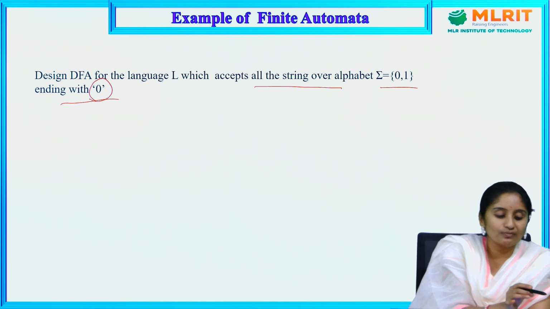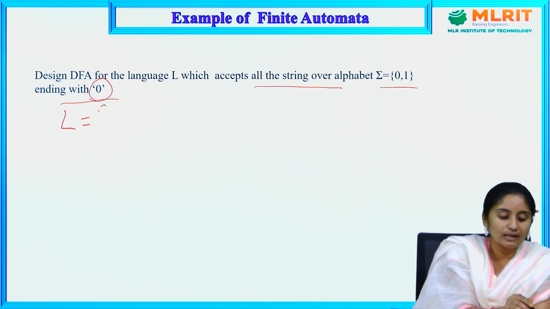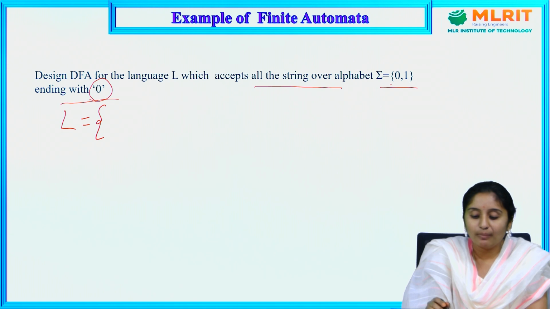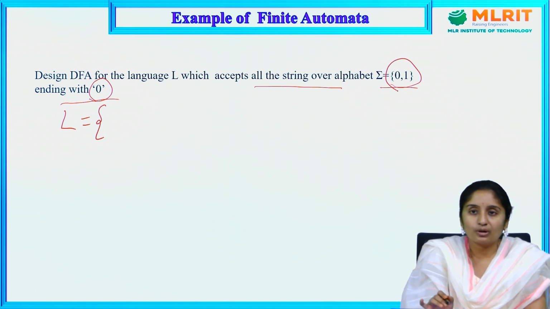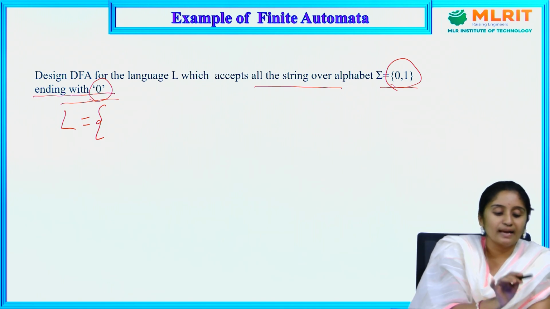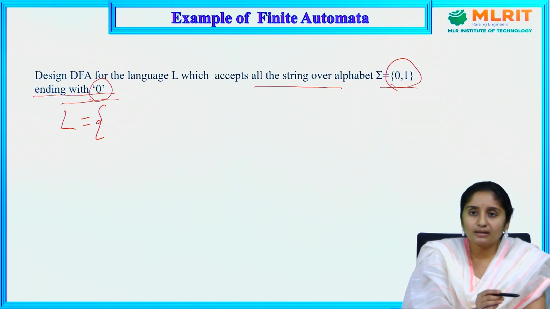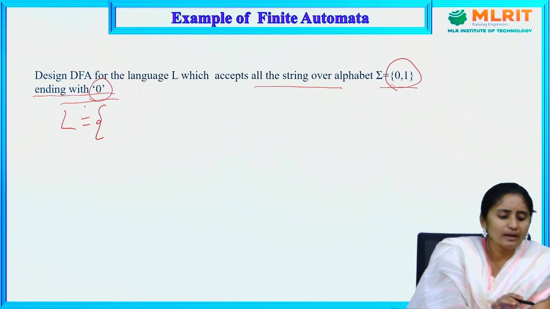So first what we need to do, we need to construct a language over alphabet 0, 1. 0, 1 are the alphabets, nothing but symbols. The constraint, the condition, is ending with 0. So let's construct a language. A language is nothing but a collection of strings. A string is nothing but a collection of symbols, which are ending with 0.